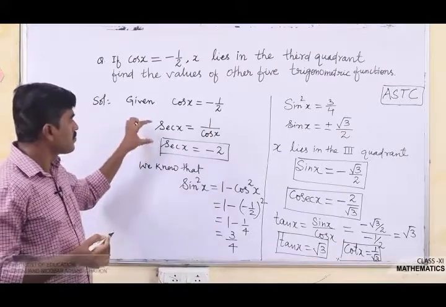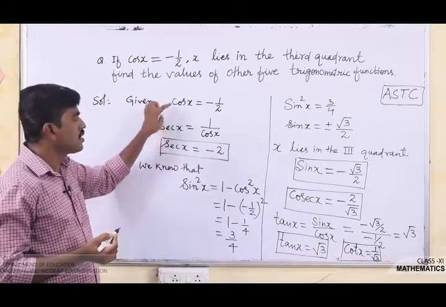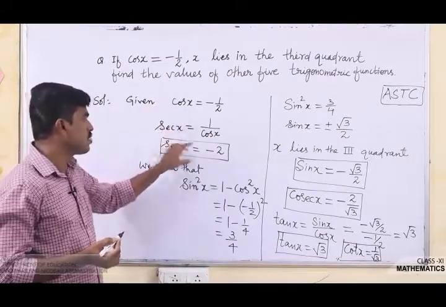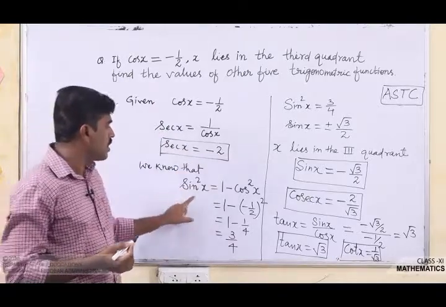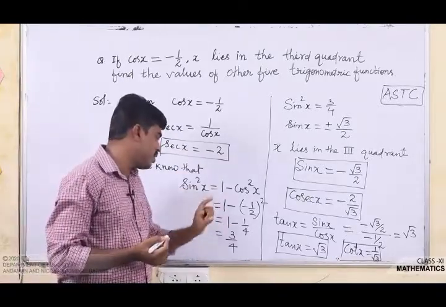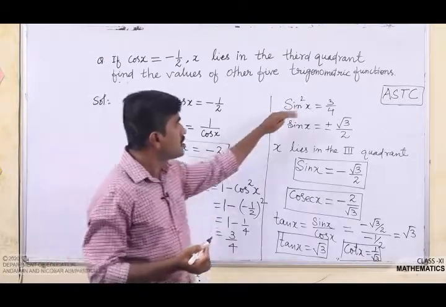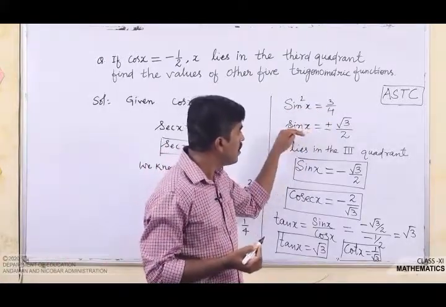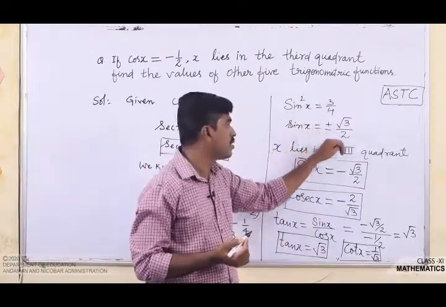See once again, sec x is the reciprocal of cos x, so sec x is equal to minus 2, and sin square x, we know that sin square x is equal to 1 minus cos square x. In this way we will get sin square x equal to 3 by 4 and sin x equal to plus or minus root 3 upon 2.